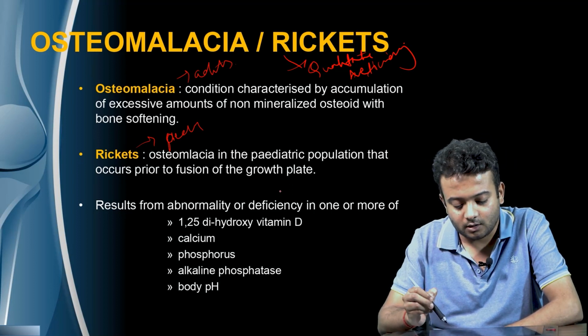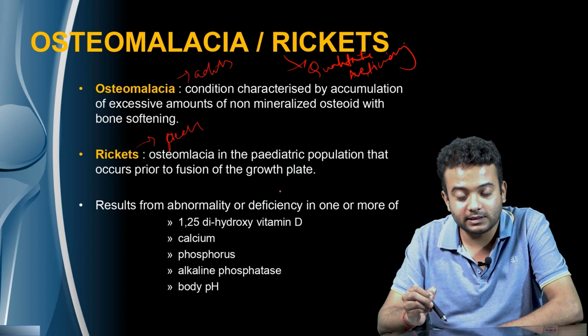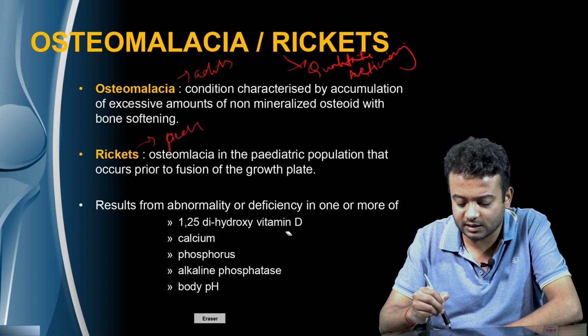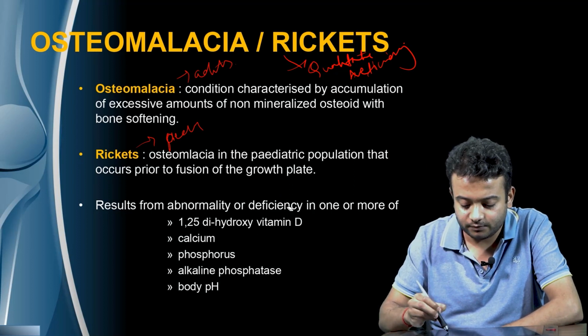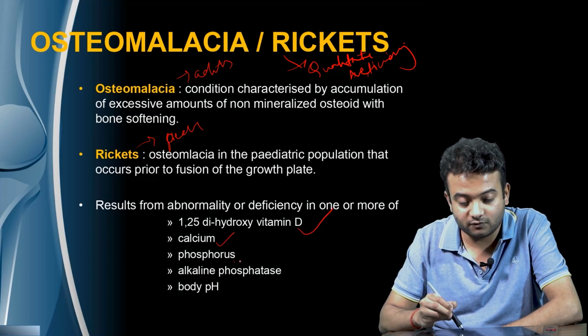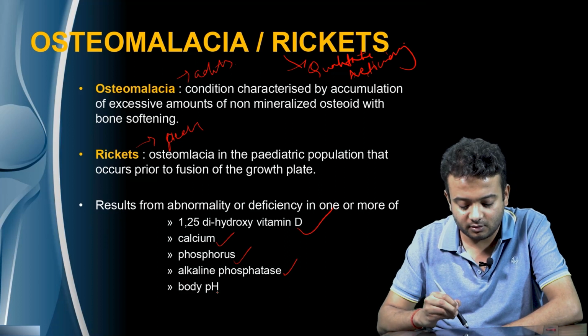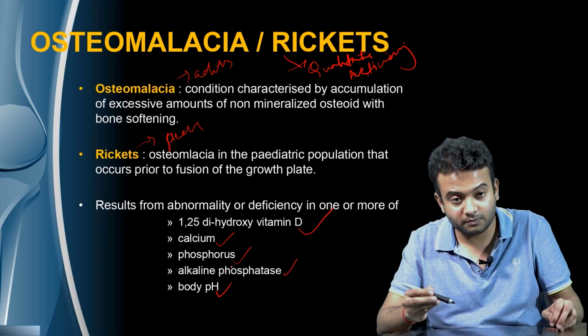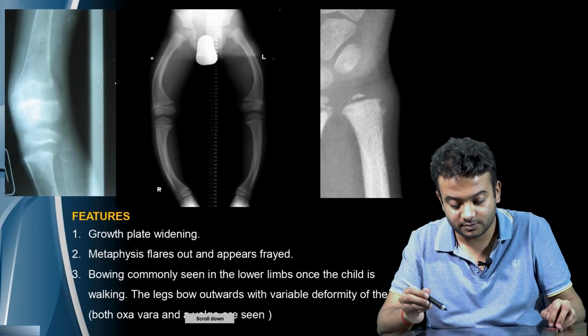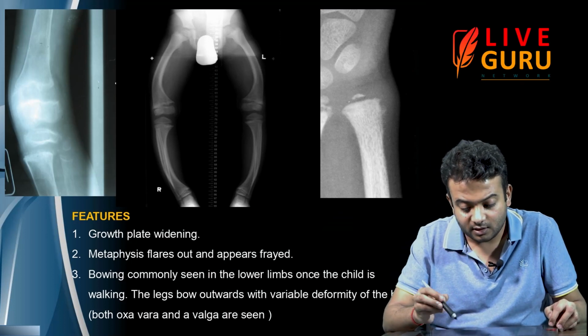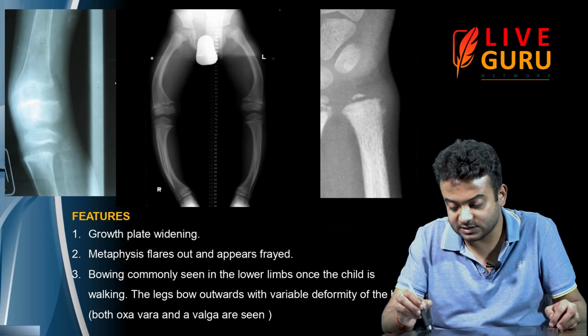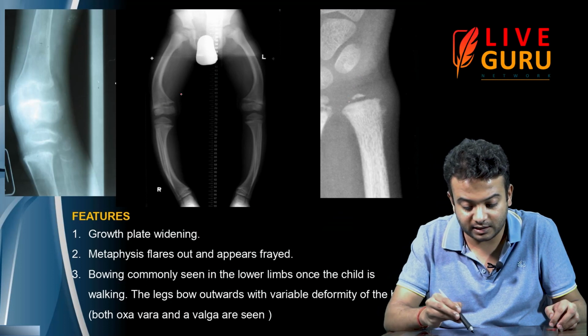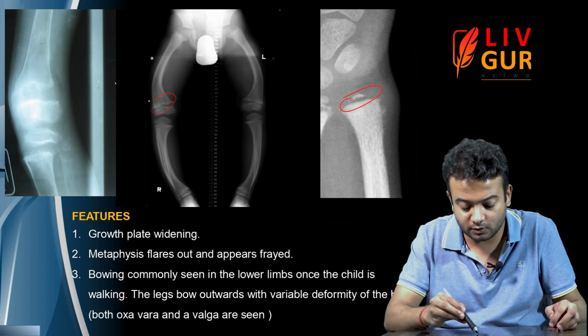And this can result from abnormality or deficiency of either vitamin D, calcium, phosphorus, alkaline phosphatase, or because of imbalance in the body pH. So the features are there can be growth plate widening, as can be seen here. The growth plate is widened in here. Even in this process, the growth plate is widened.